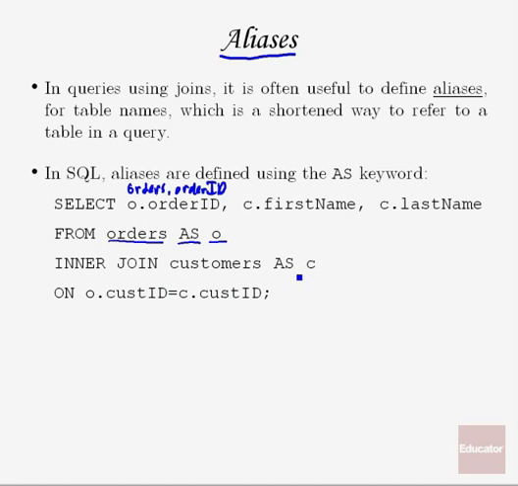We're going to refer to the customers table within this query as c. So this is going to say get the first name column from the customers table, last name column from the customers table, and the join condition is going to be where the customer ID of the orders table equals the customer ID of the customers table.